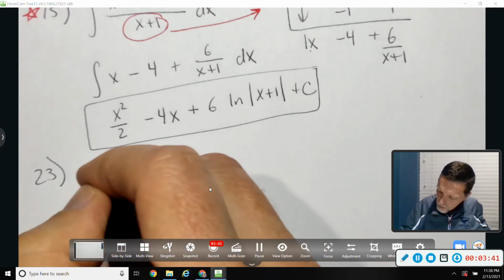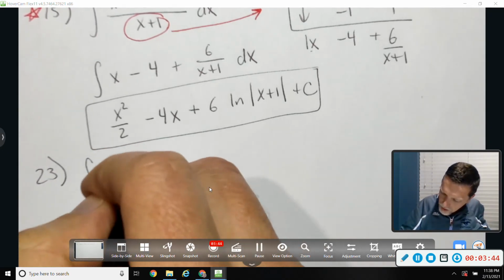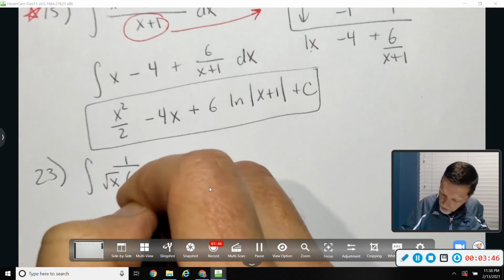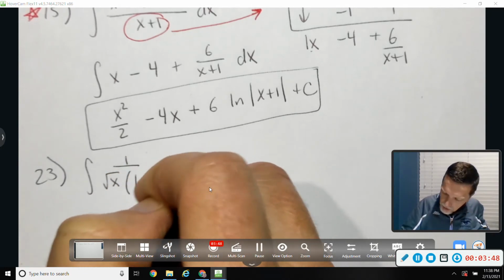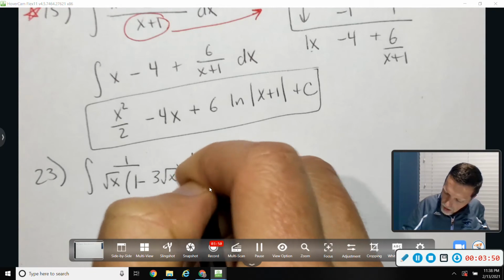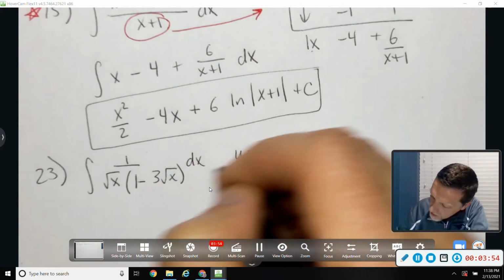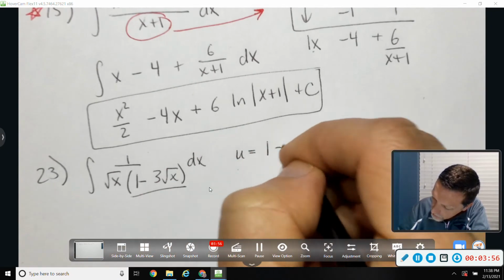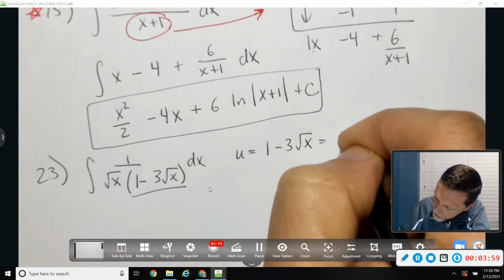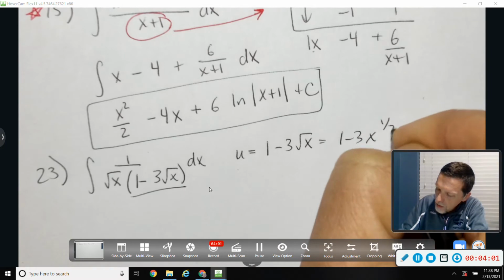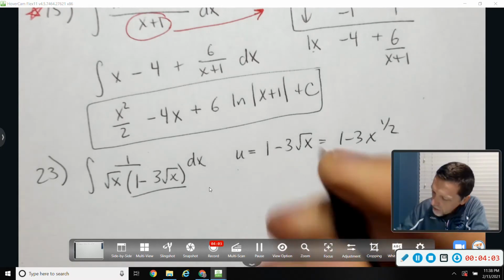23, I don't want to do the whole thing. I just want to give you a hint as to what u should be. I mean, you'd probably guess this. U needs to be that: 1 minus 3 square root of x, or 1 minus 3x to the 1/2, if that looks better.